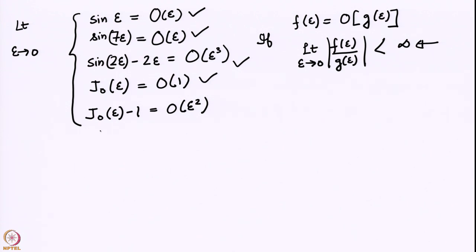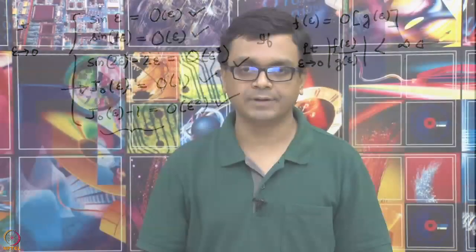And you can try it for yourself using the same infinite series representation that I had given you earlier for J0 of epsilon, that J0 of epsilon minus 1 is of the order epsilon square. Once again, I would like to repeat that particularly when we say something is of the order 1, the limit actually should be finite. Whether the limit is actually 1 or not is not important. As long as the limit is finite, even if the number in the limit comes out to be 1000, the function is still of the order 1.